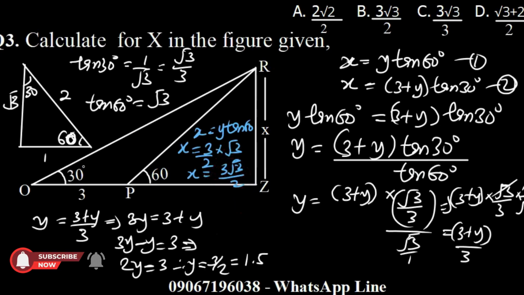So let's go back and look for the answer. 3 root 3 divided by 2. You see the correct option to this question is option B, 3 root 3 divided by 2. So take note, there was no calculator. All we needed to do was use our short form to find our tan 60 and tan 30, and then we used it to solve our question. So that is what the question looks like. You can pause the video and go back to see how we got to this point.